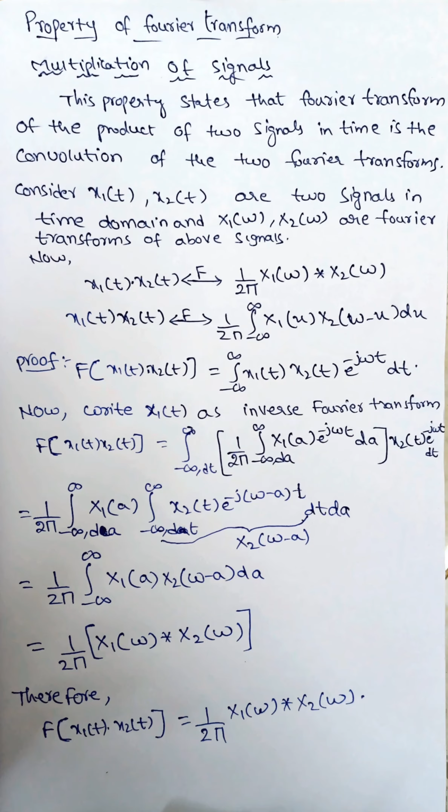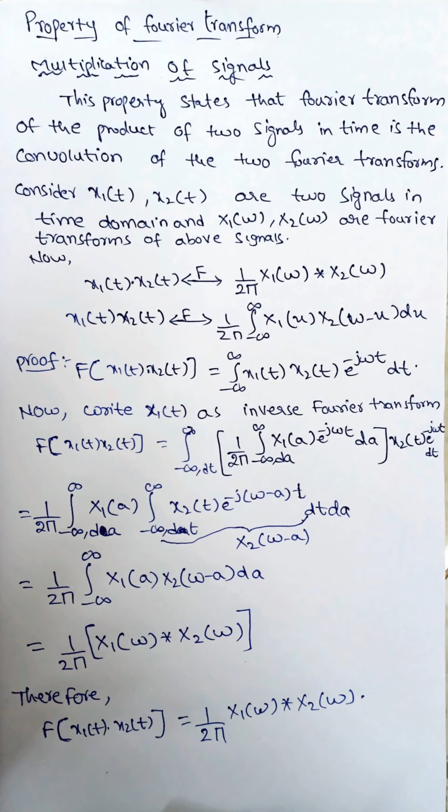Proof: Fourier transform of x1 of t into x2 of t. From the definition of Fourier transform, this can be written as integral minus infinity to plus infinity x1 of t into x2 of t into e power minus j omega t into dt. Now write x1 of t as inverse Fourier transform.